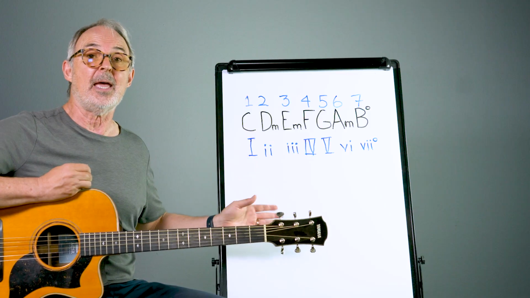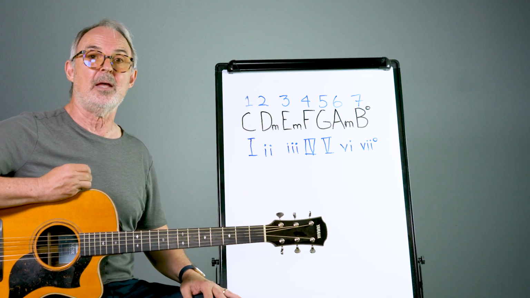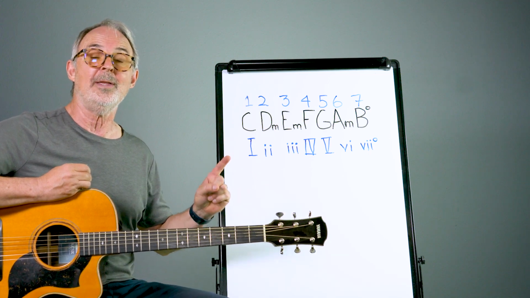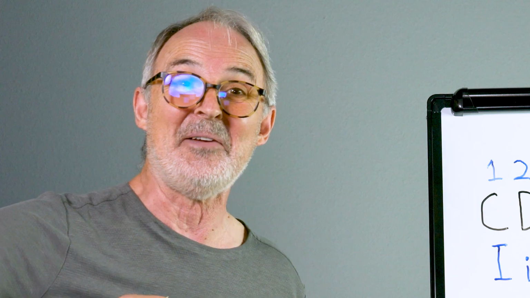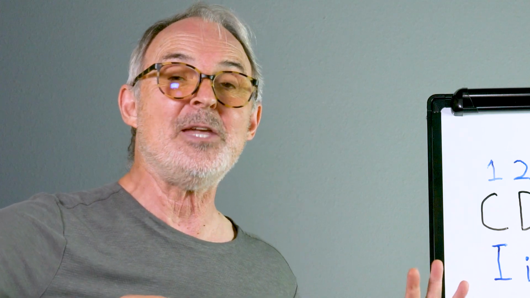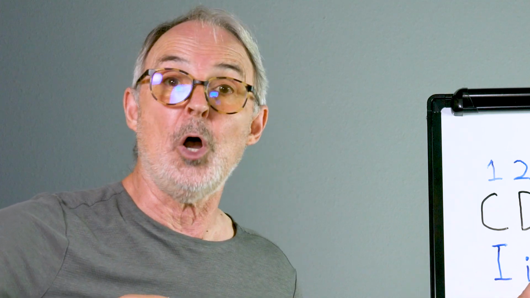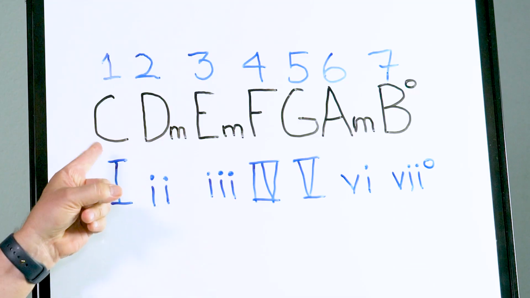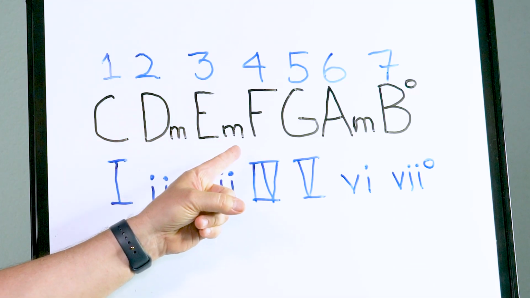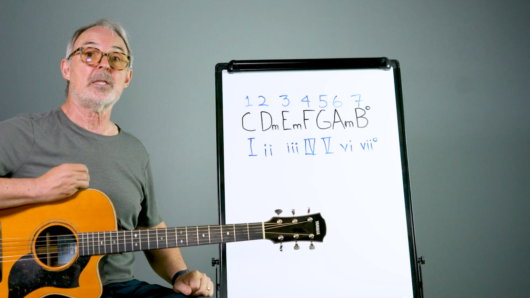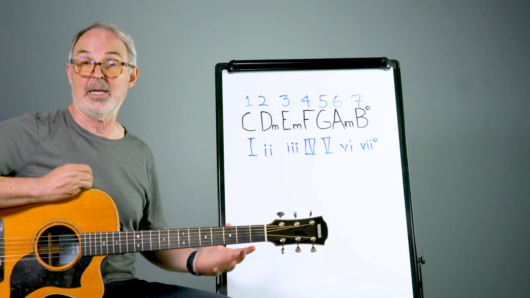But with the C scale, if we take the notes out of the C scale, the first chord, the 1 chord, is going to be C. Clever, huh? There are 3 major chords if you just use the notes in the scale. The 1 chord, the 4 chord, and the 5 chord. That's C, F, and G in the key of C.